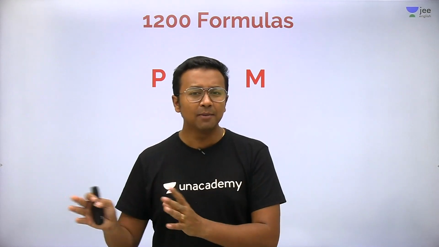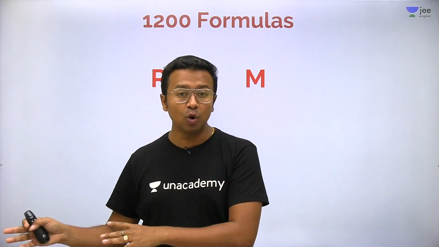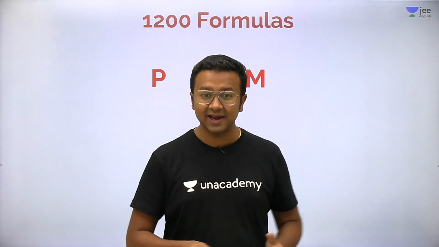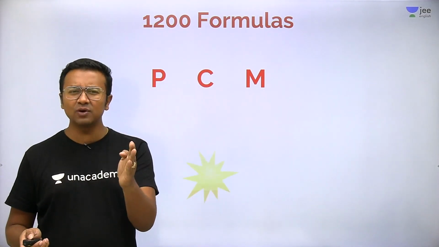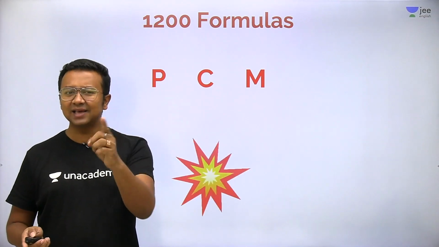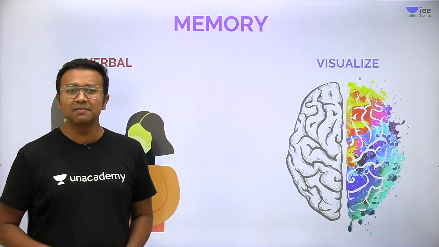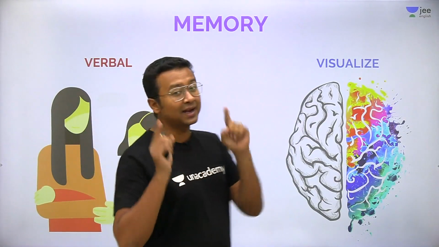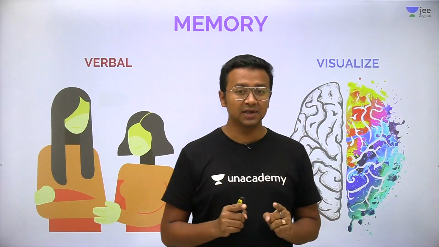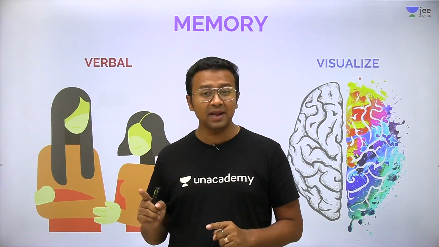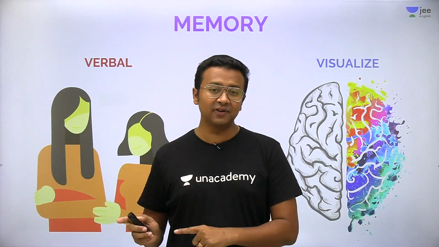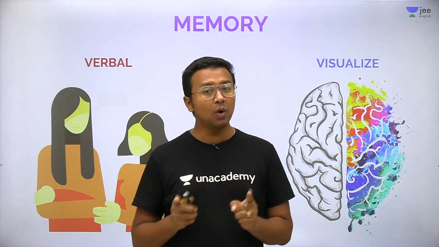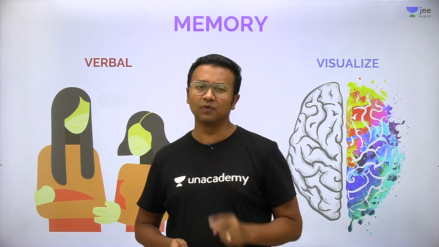You're mixing up between the moment of inertia of a hollow and that of a solid sphere, right? So how do we go about it? Let's see. But before that, I want to demonstrate something to you students. Now, we know that our memory is of two types. We have the verbal memory and the visual memory. Verbal memory works in a different way and visual memory works in a different way. Let me prove it to you.